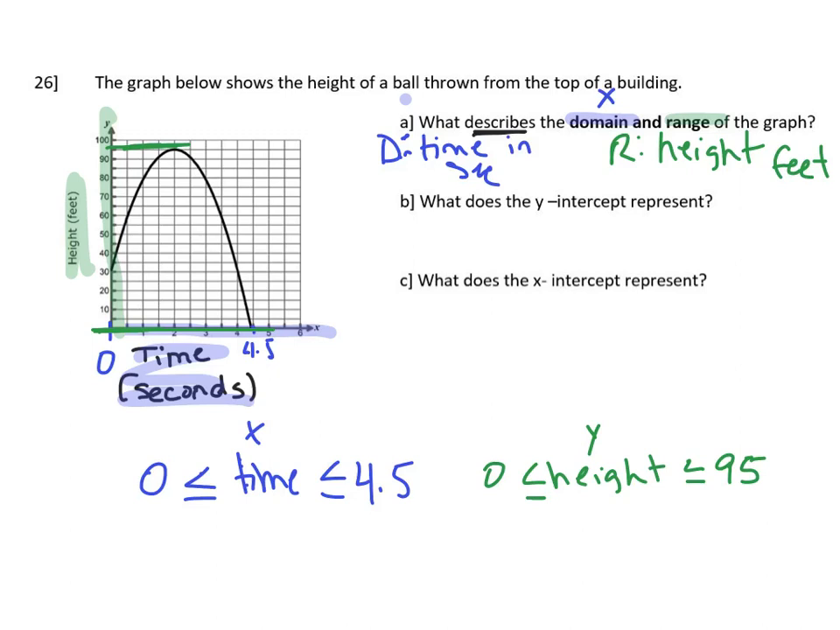And then it's asking, what does the y-intercept represent? The y-intercept is where it begins on the y-axis, which is right at 30. So this is 30, and I look to see feet. 30 feet is the starting point, or starting height.